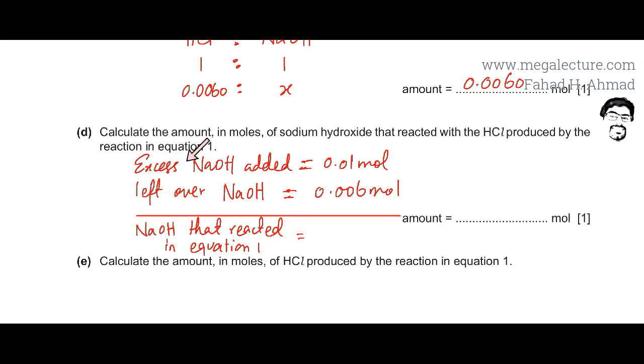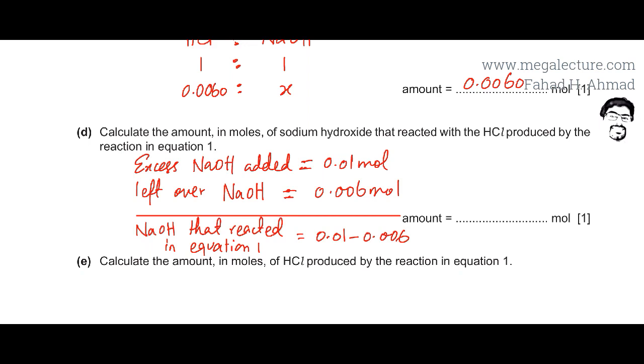so this is what we have. This is the excess NaOH that we added initially in equation 1, which was 0.01 moles. Then you had leftover NaOH, which was neutralized by titration. The leftover NaOH was 0.006 moles. So what was the amount of NaOH that actually reacted in equation 1? You're going to subtract the two values. This is the amount that you added, and this is the amount that is left over. If you subtract the two values, it's going to be 0.01 minus 0.006.